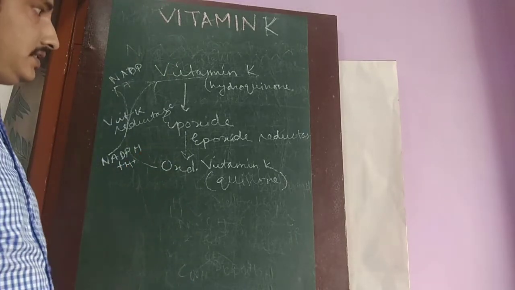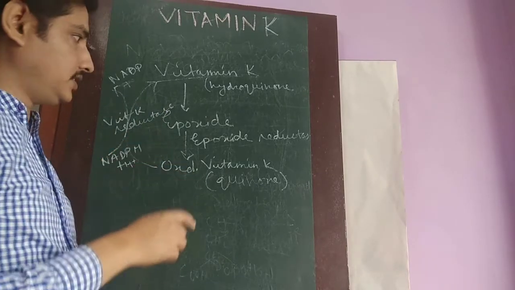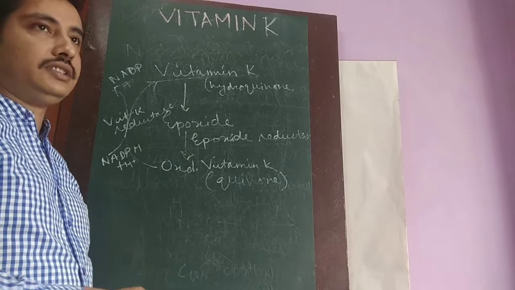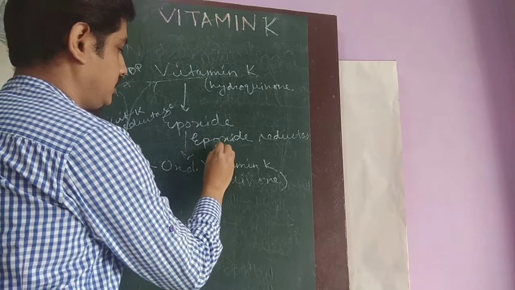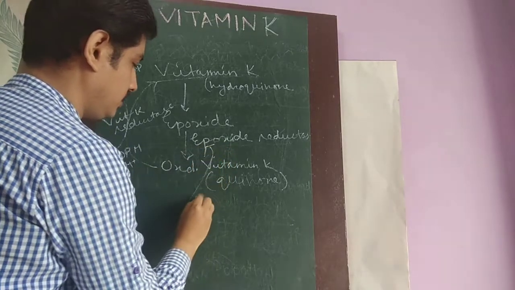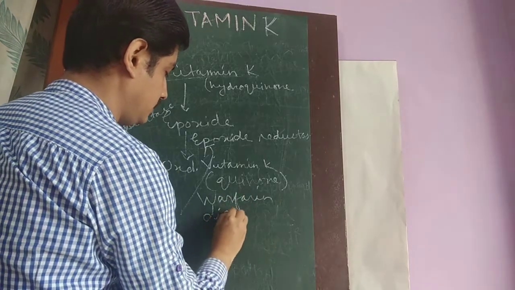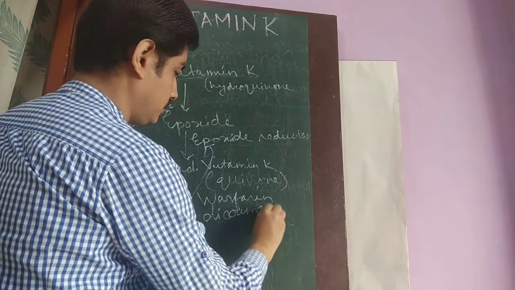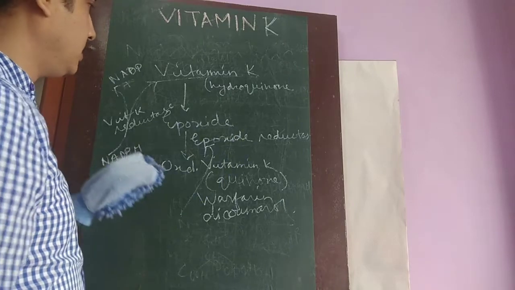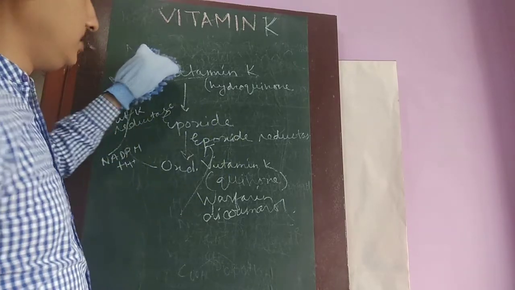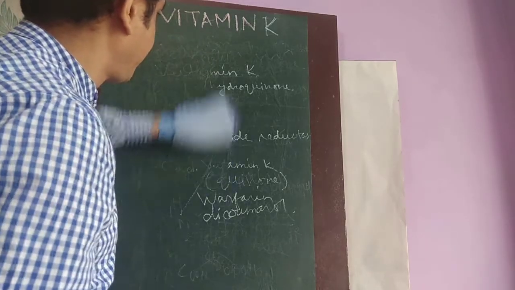So this is known as the vitamin K cycle, in which the reduced form of vitamin K is regenerated. Now some anticoagulants are there, known as warfarin and dicumarol, which inhibit this step. Warfarin and dicumarol inhibit the enzyme epoxide reductase so that the reduced form of vitamin K cannot be regenerated, so it cannot further help the carboxylase enzyme.